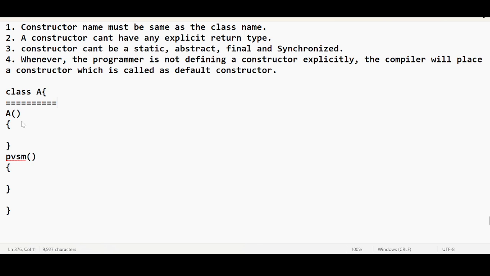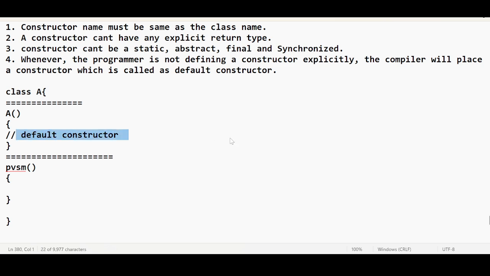So the constructor that is defined by the compiler is called what? The default constructor. So this default constructor will come into the picture. When the programmer is not placing any constructor, the compiler will place a constructor, and that constructor is called the default constructor. Right? So these are the things that you have to remember to understand the constructor. These are the four rules.